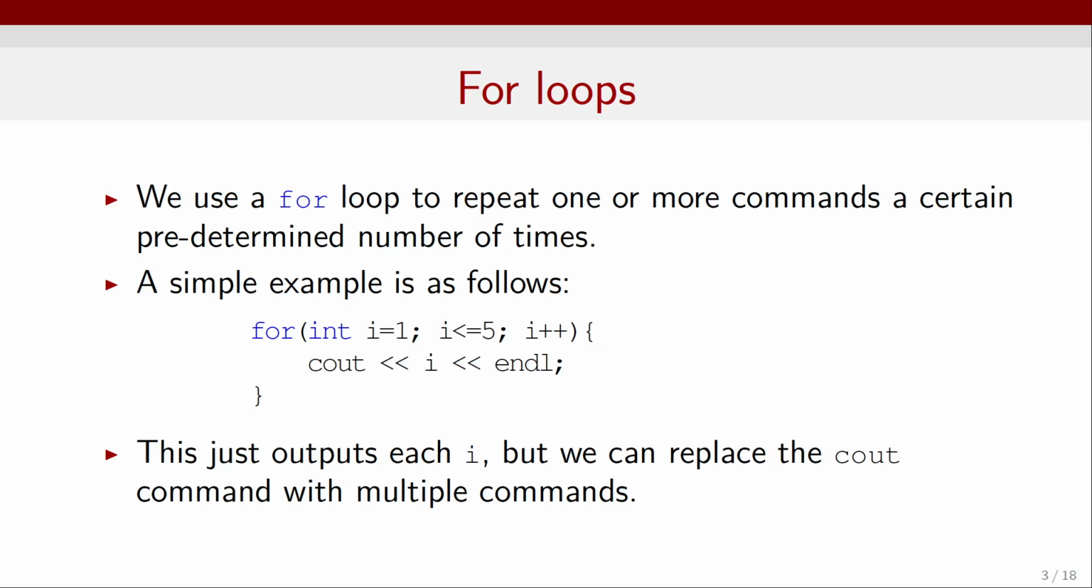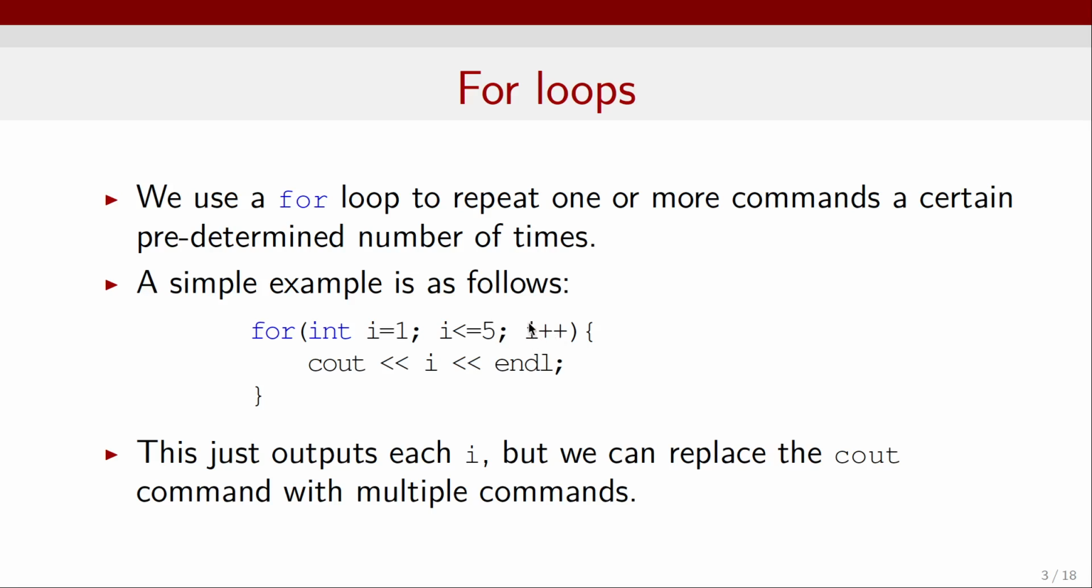So let's begin with for loops. We use a for loop to repeat one or more commands a certain predetermined number of times. A simple example is as follows. We have for, and then in parentheses we have an int I that starts from the value 1 and then goes up until the value I equals 5. And I++ means that the step is 1.